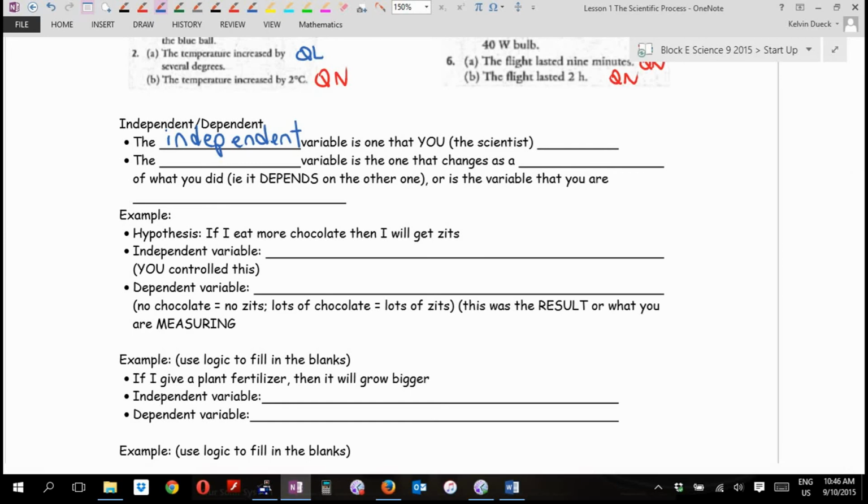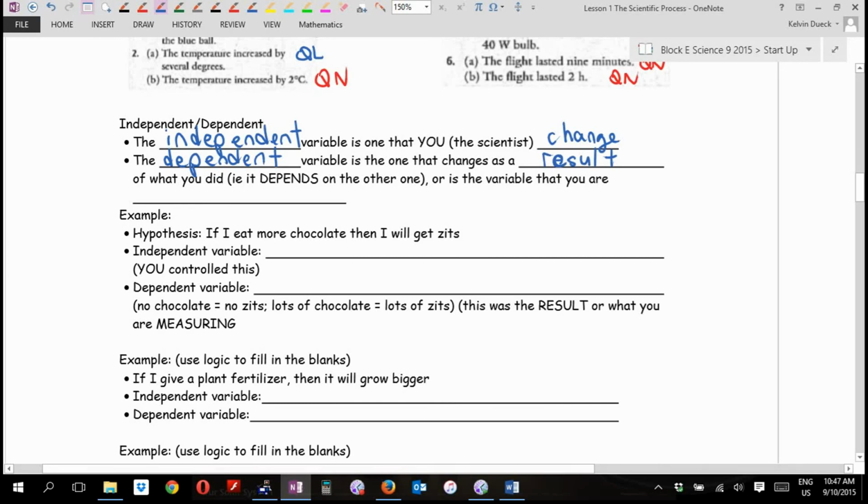The independent variable is one that you, the scientist, change or manipulate. Going back to our cookie example, that would be the timer on the oven. That's the one that I change. The dependent variable is the one that changes as a result of what we did. That would be the doneness of the cookie.